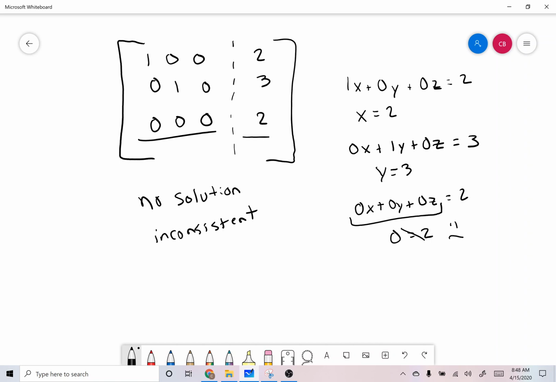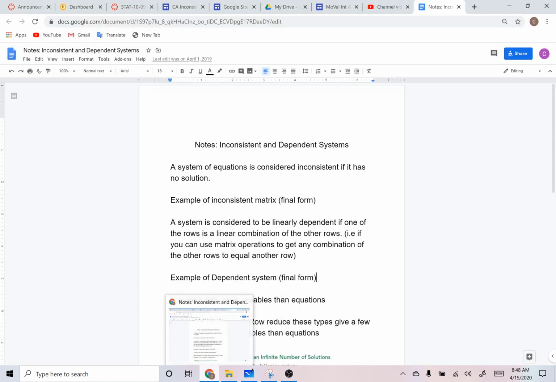Because it's ultimately telling you that 0 is equal to 2, or it could be anything here. I could end up with -2 there. I could end up with 900,000 there. I could end up with any number there. But as long as this is all zeros, this will be inconsistent. Okay, so let's keep going.